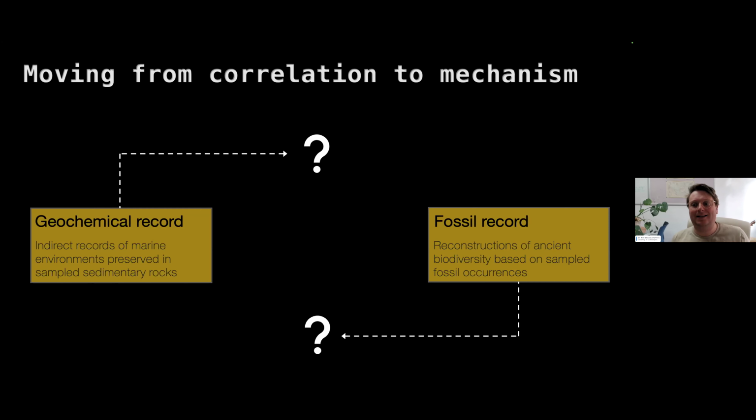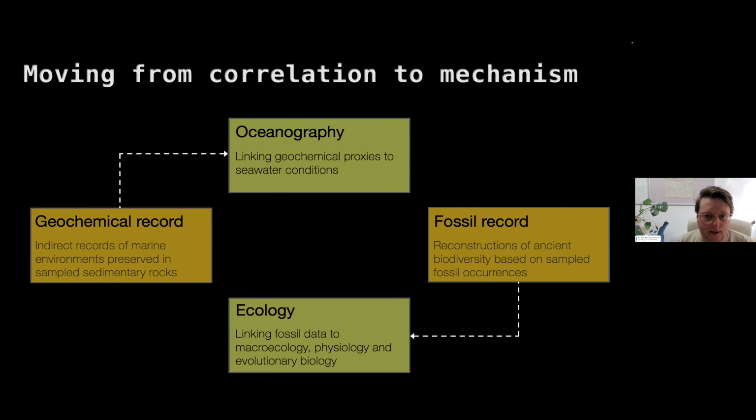So how can we make these two different indirect records speak to each other? Principally, I would argue that there is always merit in being a good interdisciplinary scientist. To understand what the geochemical record means for environmental change, we need to educate ourselves in oceanography to be able to link geochemical proxy records to seawater conditions. And then similar principles apply to linking the fossil record to ecology. So we need to educate ourselves in macroecology, physiology, and evolutionary biology in order to translate this indirect preserved record that we see in the fossils into the kinds of processes we're often trying to ask questions about, certainly that I find myself asking questions about a lot.